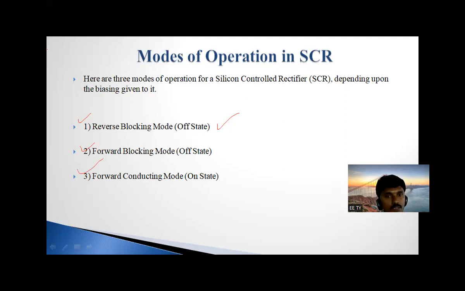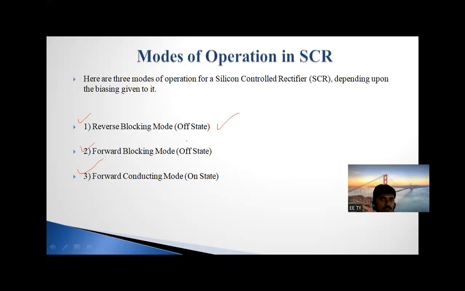Can anyone tell? Current is flowing from... okay. So when the current is flowing from cathode to anode, it is operating in reverse blocking mode. Well, that is okay, but not the exact right answer.